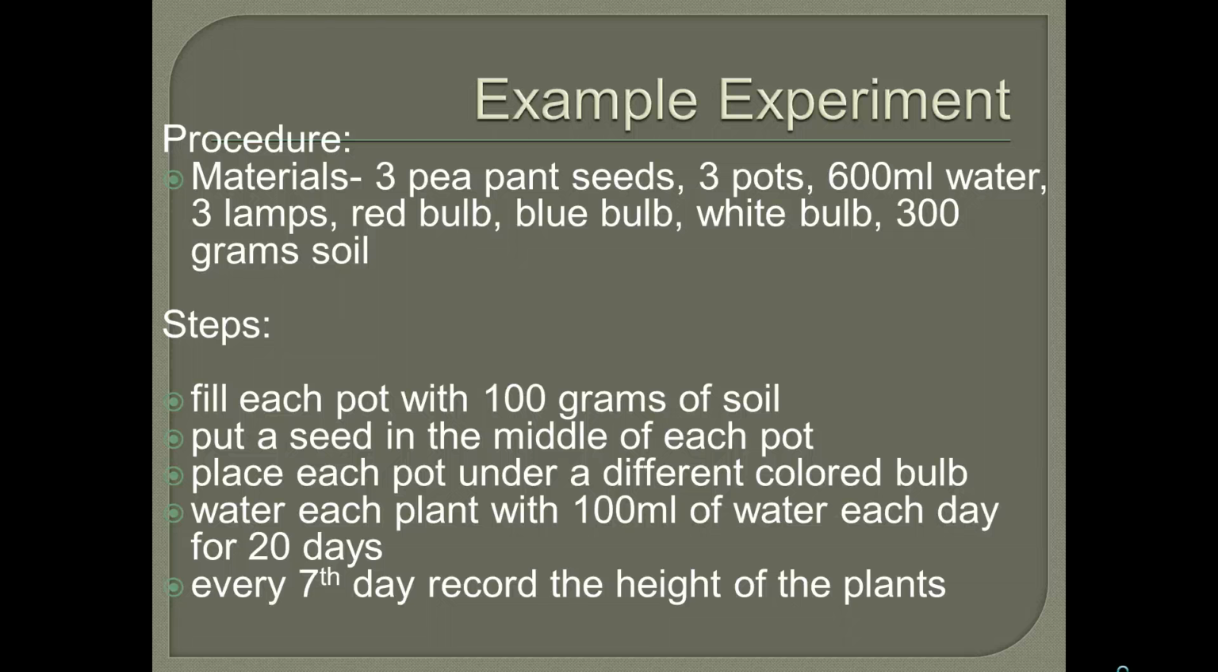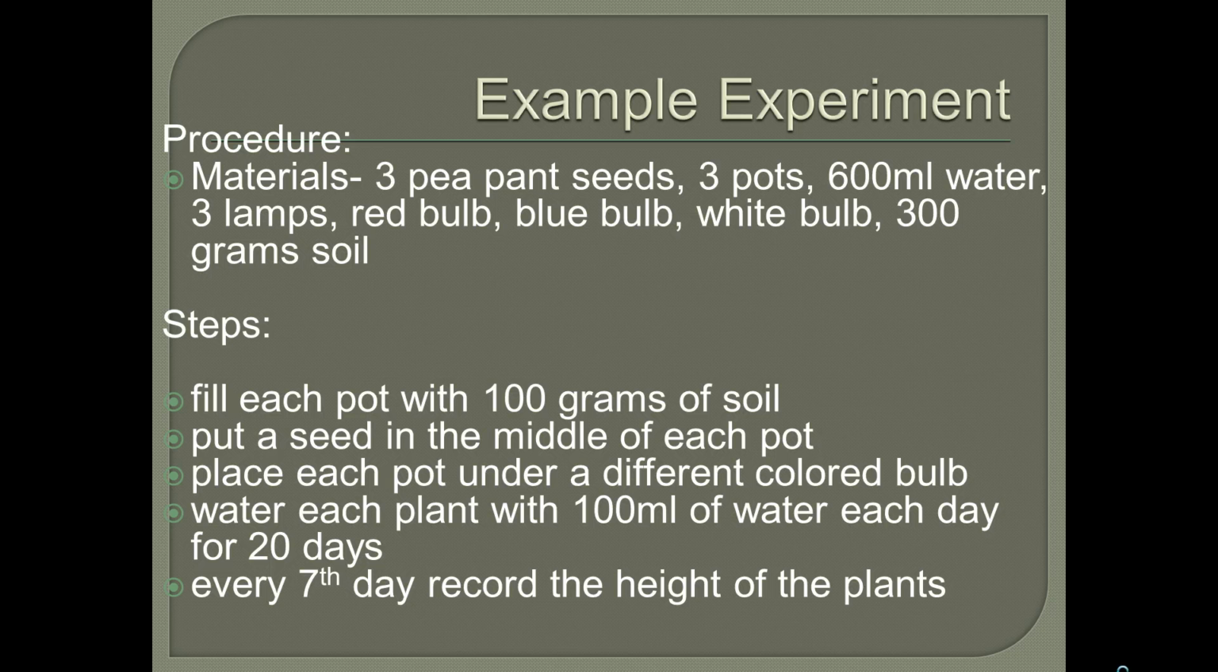We have 3 pea plant seeds. Sorry, that's a typo. Those are plants, not pants. 3 pots, 600 milliliters of water, 3 lamps, a red bulb, a blue bulb, a white bulb, and 300 grams of soil. Notice that each plant gets the same amount of soil, the same amount of water. Those are controlled variables. It's not a control group like we saw before, but they are variables that we are now controlling or keeping the same so that I know the results that I see will be from only the color and light, only the light difference.